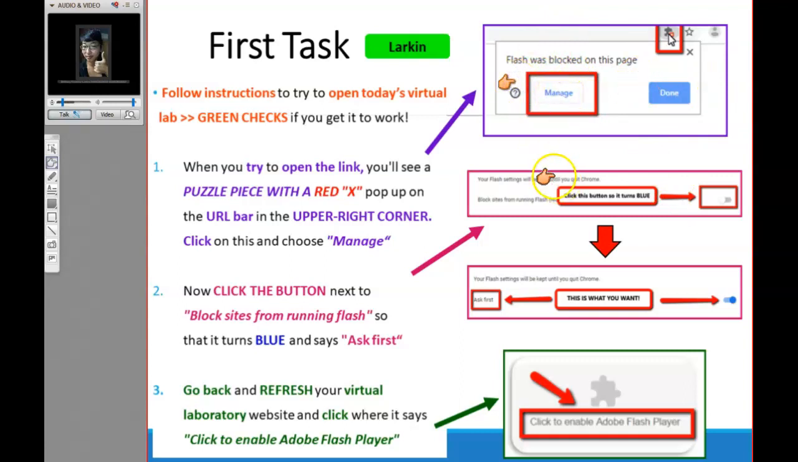So click manage. Once you click manage, it's going to open up a new page for you. On that new page, you're going to scroll down and find where it says this little sentence, block sites from running Flash. There's a little button next to it, and you need to click on that button so that it turns blue. What you want is for it to say ask first and for the button to be blue. Once that's done, you are set. That means Adobe Flash will now work. Once you do that, you don't need to update Adobe Flash.